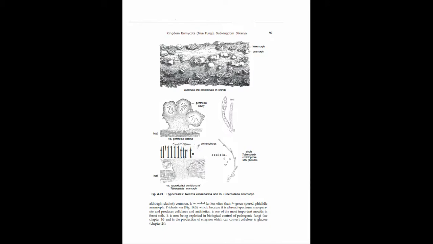Fig 4.23 Hypocreales, Nectria cinnabarina and its Tubercularia anamorph, although relatively common, is recorded far less often than its green-spored, phialidic anamorph, Trichoderma, Fig 14.3, which, because it is a broad-spectrum mycoparasite and produces cellulases and antibiotics, is one of the most important molds in forest soils. It is now being exploited in biological control of pathogenic fungi, see Chapter 14, and in the production of enzymes which can convert cellulose to glucose, Chapter 24.